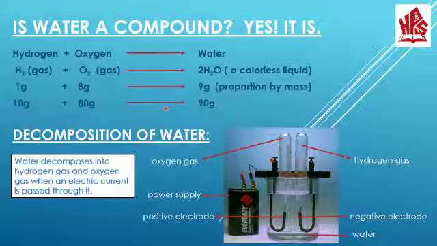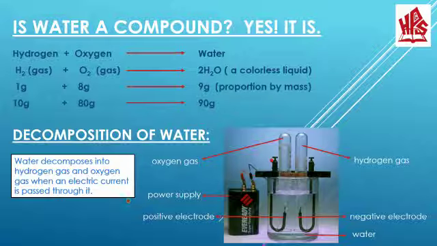Now, can a water molecule be split into its components? Can we decompose it? Can we break down the molecule of water into hydrogen and oxygen, its elemental form? The answer is yes. Water decomposes into hydrogen gas and oxygen gas when an electric current is passed through it.